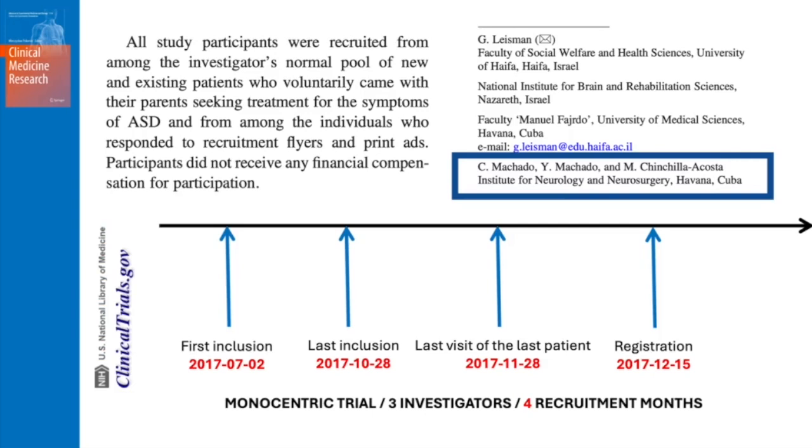And usually in trials that are problematic, you have very inconsistent delays between the first inclusion and the last inclusion, things that are quite inconsistent with what could be expected. So for this study, we could maybe expect a slower recruitment, although it's still possible if they are highly motivated, of course, to recruit at this pace. The last visit of the last patient is 1 month after the last inclusion, which is perfectly fine. And we had 4 recruitment months for 40 participants in one center by, I would say, 4 investigators.